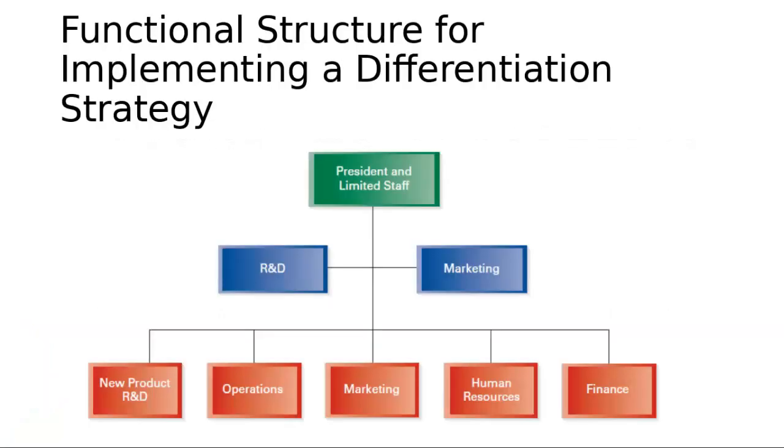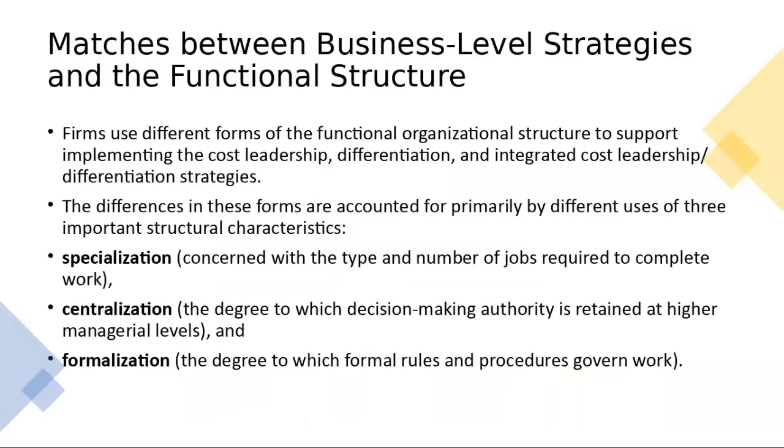So we see a functional structure. We may have the president and some staff. We may have research and development. Then we have marketing. Then we have new product operations, but this is just like the head office. And then we have different companies within this. So this is just the head office staff, and it looks very functional here, but beneath it, they also have a lot of different companies.